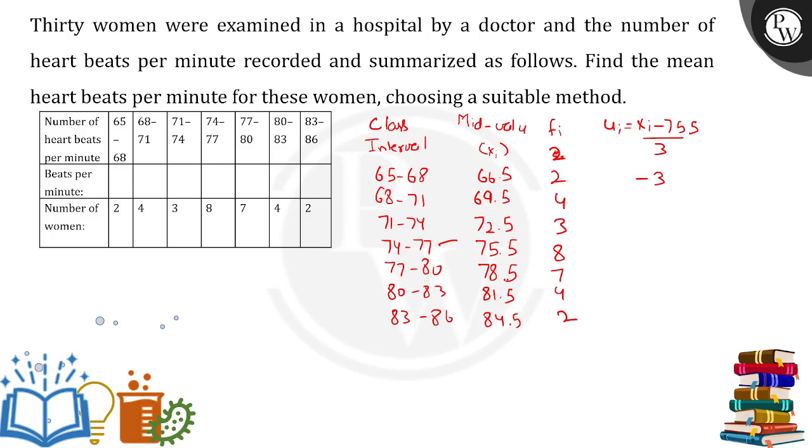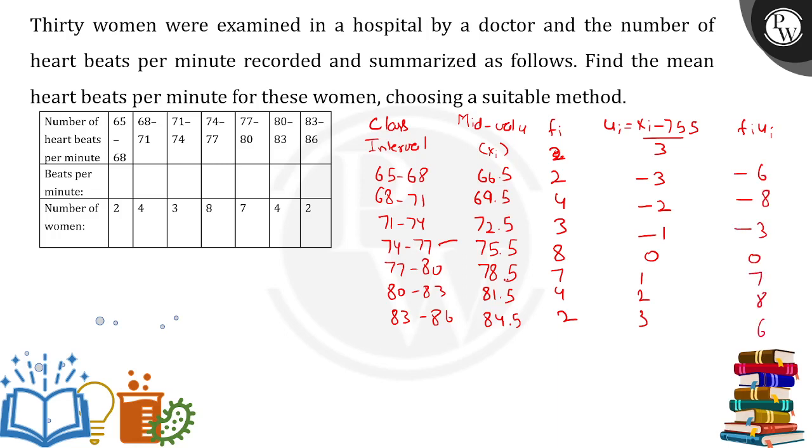This will come out to be minus 3, minus 2, minus 1, 0, 1, 2 and 3. So these are the calculations done. Now you have to multiply this part with fi ui. fi ui will be, after doing the calculation, minus 6, minus 8, minus 3, 0, 7, 8, 6.